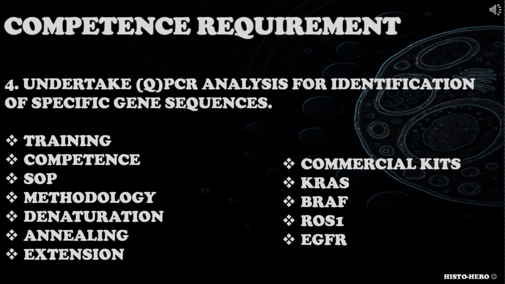The fourth competence requirement is undertake qPCR analysis for identification of specific gene sequences. Candidate should be able to perform PCR analysis. Does the candidate undertake PCR analysis for identification of specific gene sequences? Do they use commercial kits? Do they follow relevant steps? Do they understand the method they perform? Can they give examples of gene sequences they can identify?